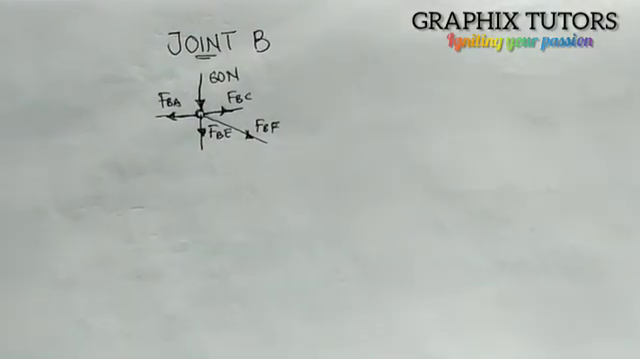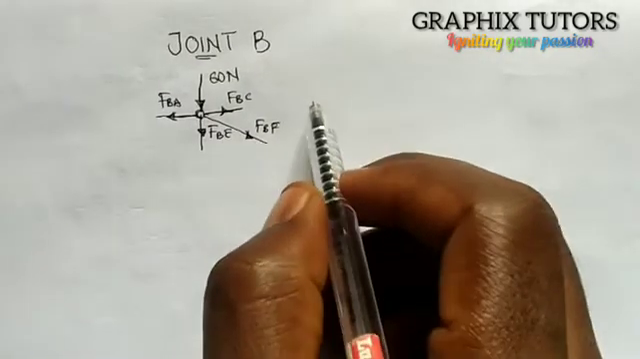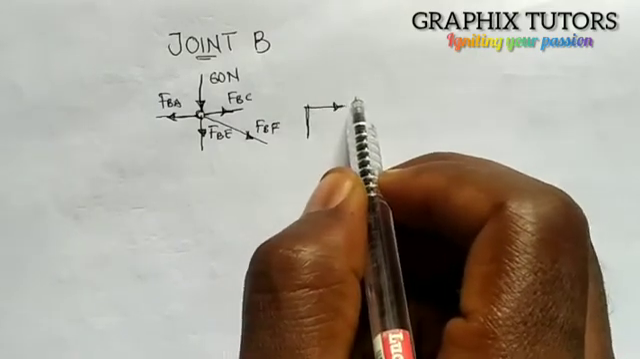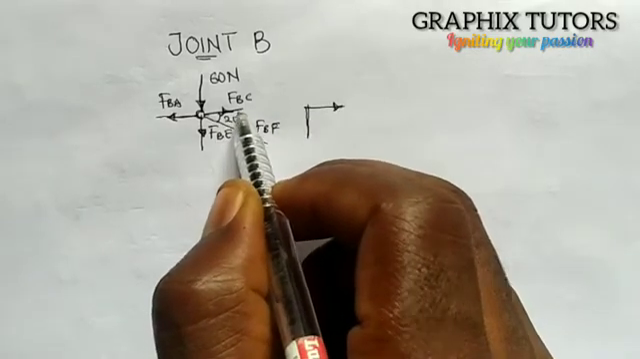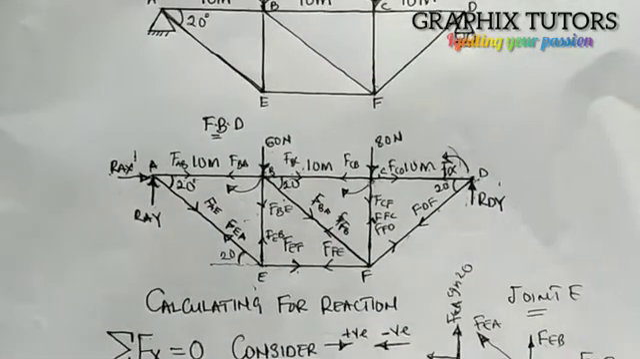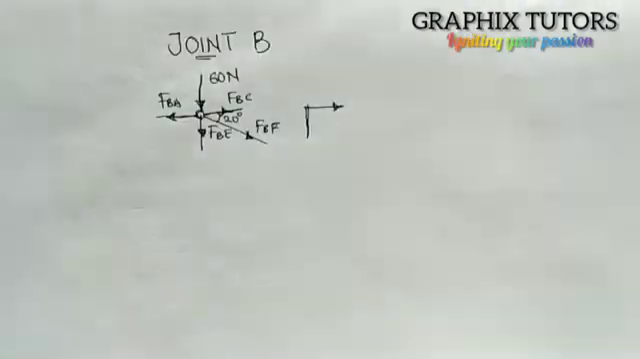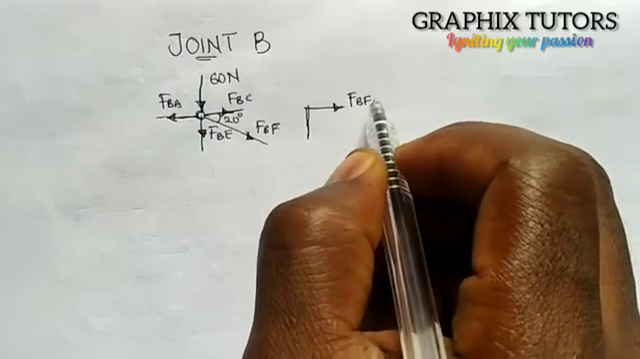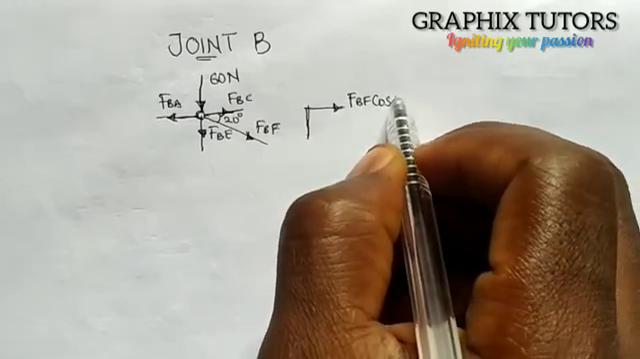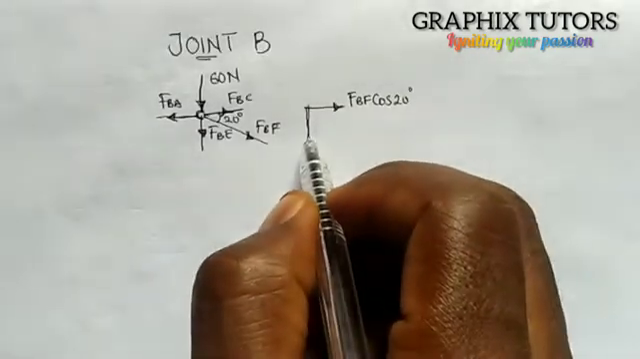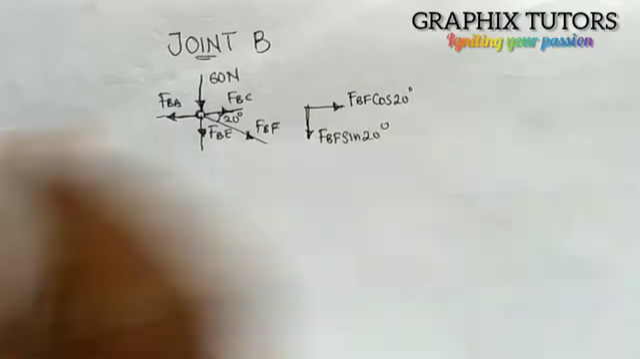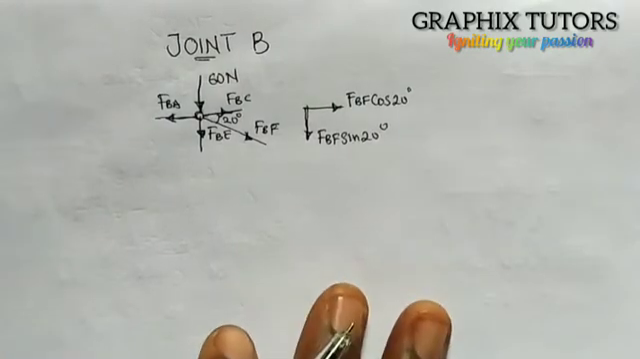Now, after doing this, if you resolve this first, you'll have something like this. The angle between the horizontal and here is 20 degrees, as given. So when you resolve that, here will be FBF cos 20 degrees, and here will be FBF sin 20 degrees.